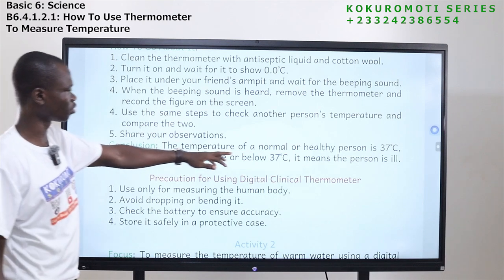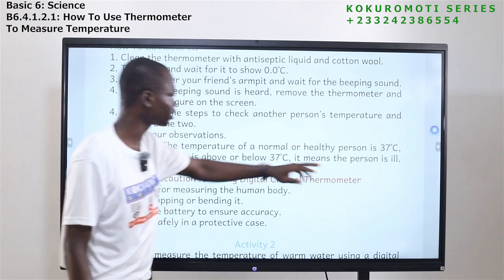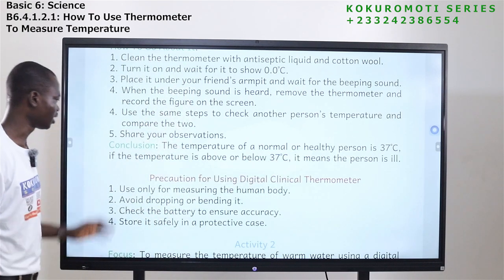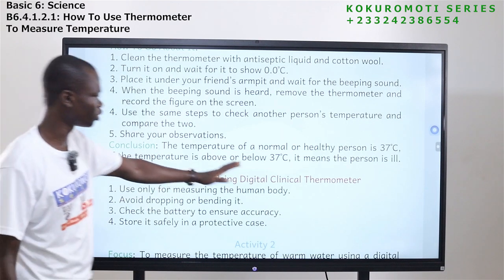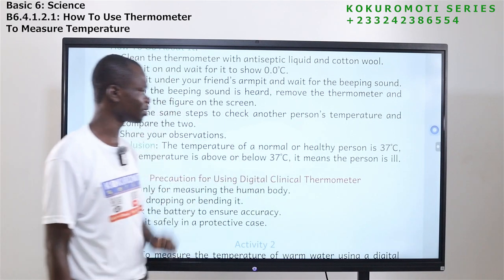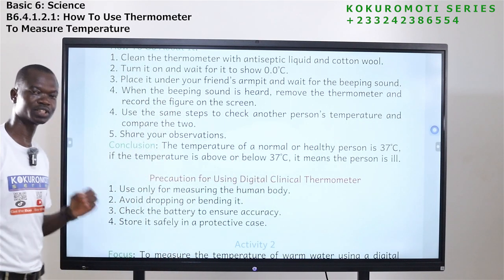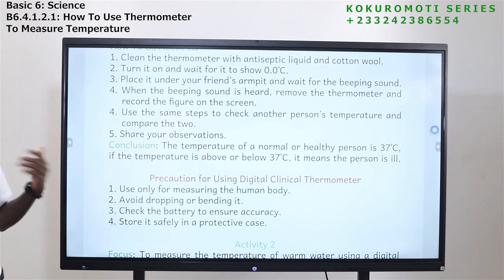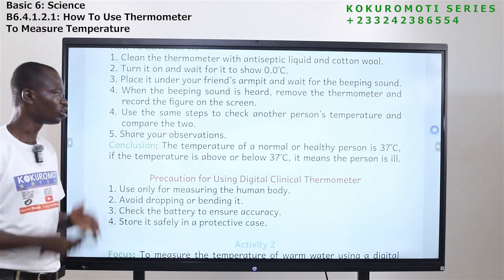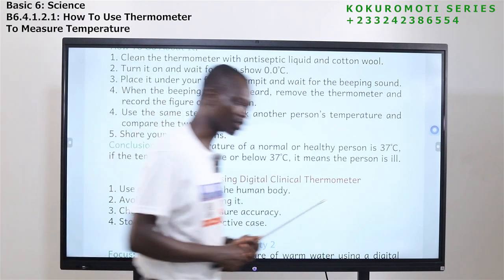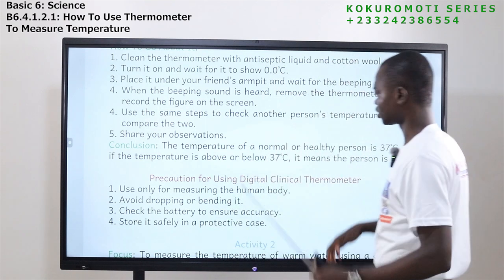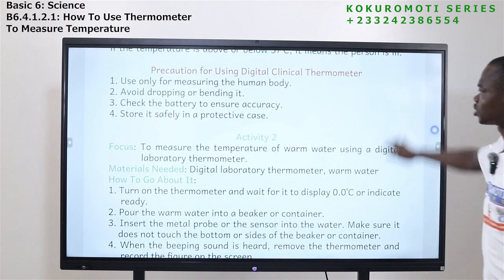Conclusion: the temperature of a normal or healthy person is 37 degrees Celsius. If the temperature is above or below 37 degrees Celsius, it means the person is ill. So if your temperature is more than that, or lower than 37 degrees Celsius, it means there is a health issue. Now let's look at precaution.